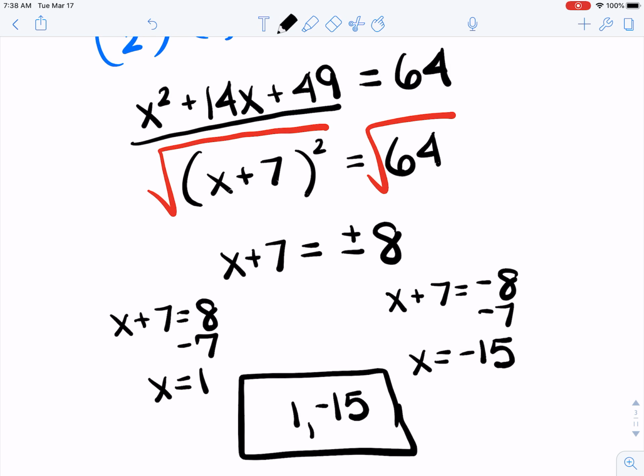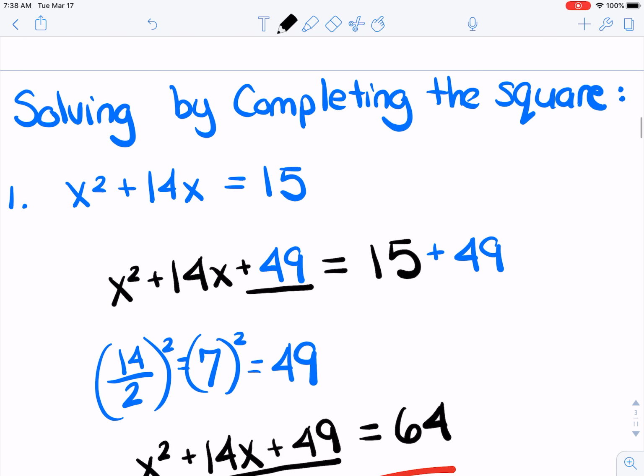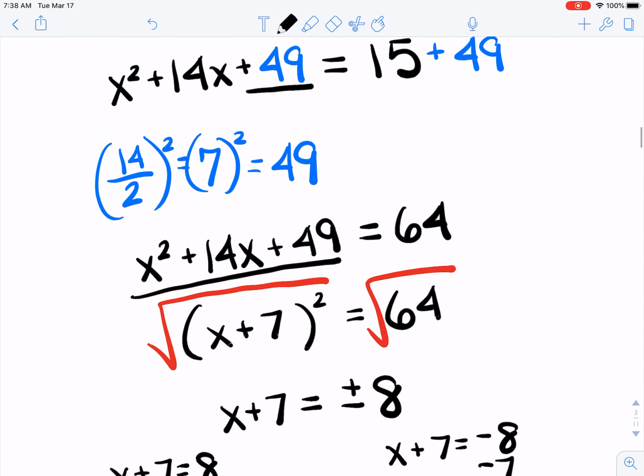You can check your answer by plugging it back into the original equation and to see if it works. You can also test it out in your calculator by typing in the equation into y equals. However, in this circumstance, going back up to the original, you would have to subtract 15 on both sides so that it equals 0 before you type it into your calculator. And then you can check using the table to see if those are your two answers.